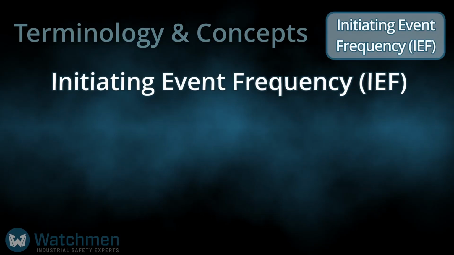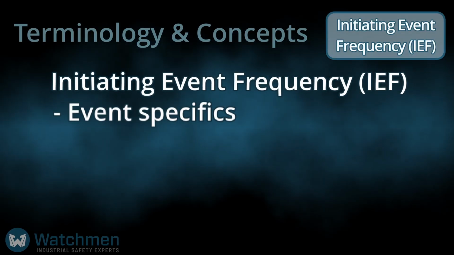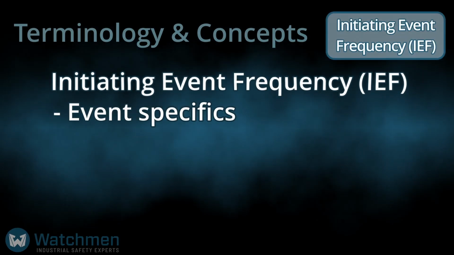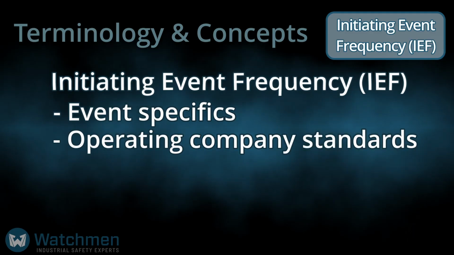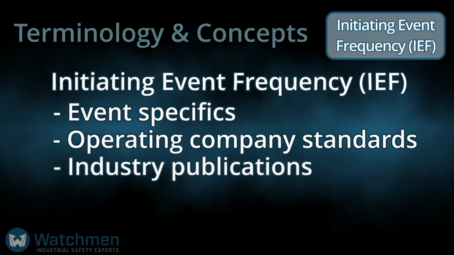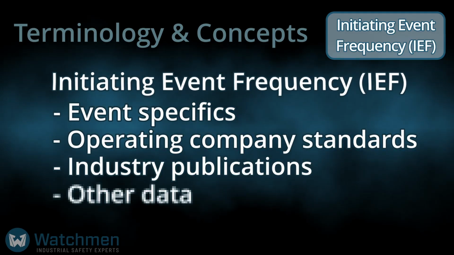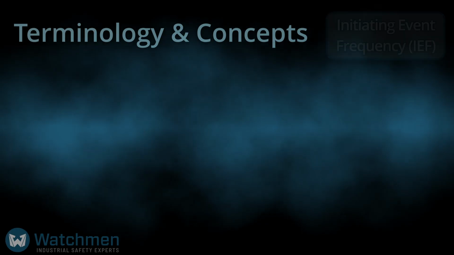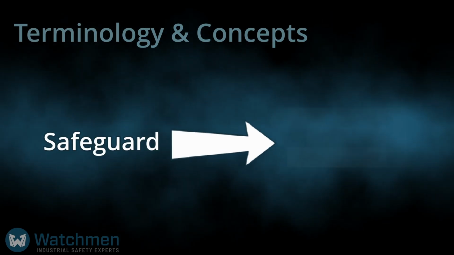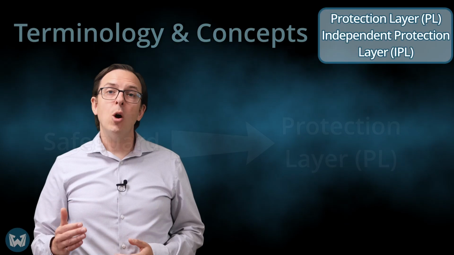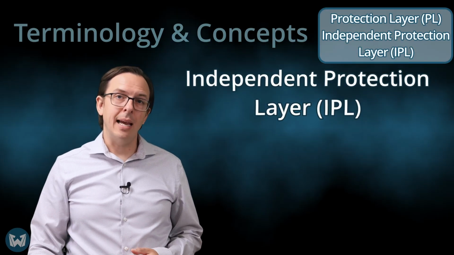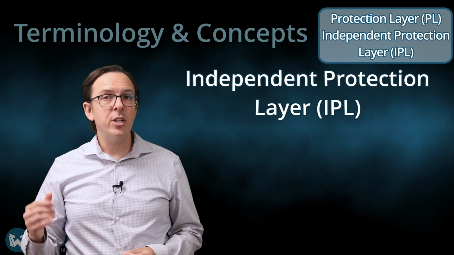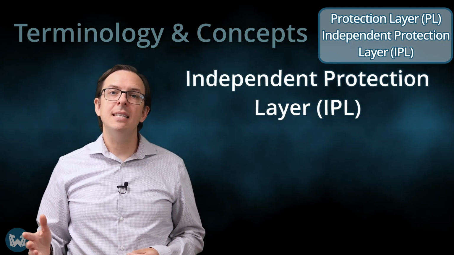Initiating event frequency values are determined based on the specifics of the event in question, information and standards from the operating company, industry publications, and/or data such as from the Center for Chemical Process Safety, or CCPS. A safeguard is referred to as a protection layer. We can only rely on independent protection layers, or IPLs, which are protection layers that meet the following criteria at a minimum.